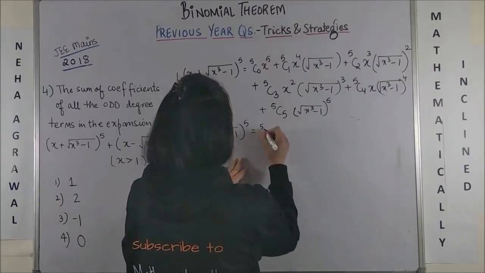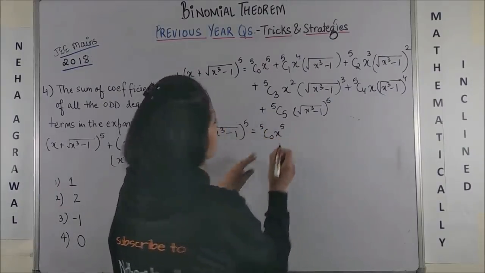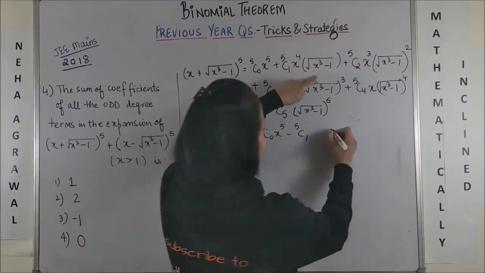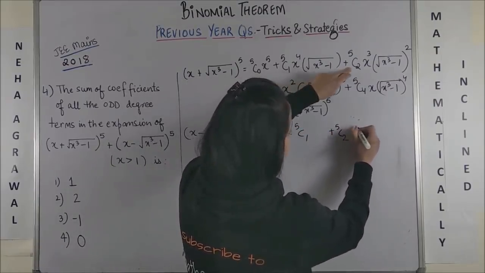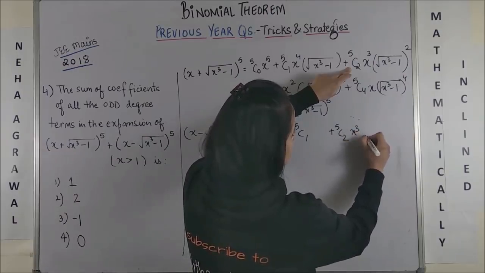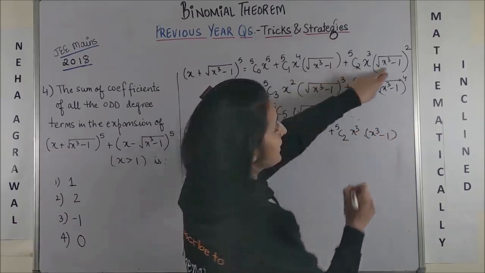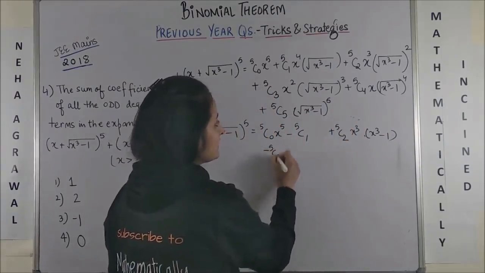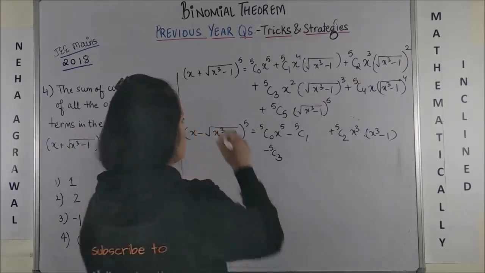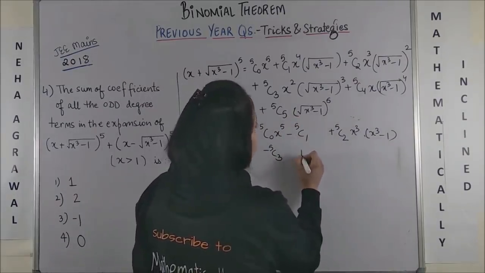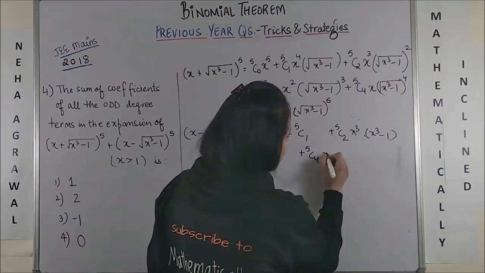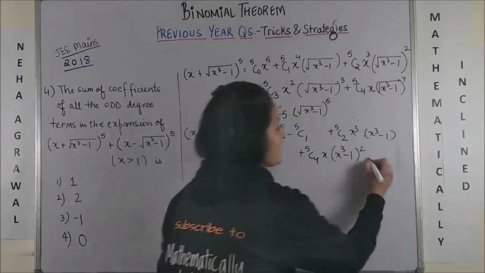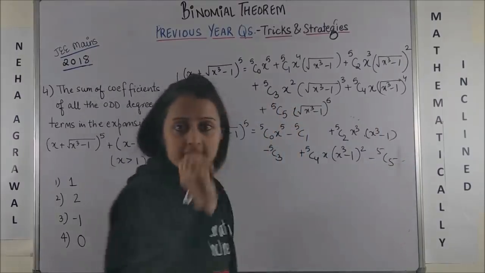You would get the term 5c0 x raised to power 5. This will be minus 5c1, the same thing, so you need not write. Next plus 5c2 and it will be the same term repeated. So if you want to skip writing, I'm taking the whole square directly. This is what we'll be left with. Minus 5c3, again I'm not writing because when you add them it gets cancelled. Plus 5c4 and you have x, and this would be x cube minus 1 whole square, and minus 5c5 and whatever is the term, right?